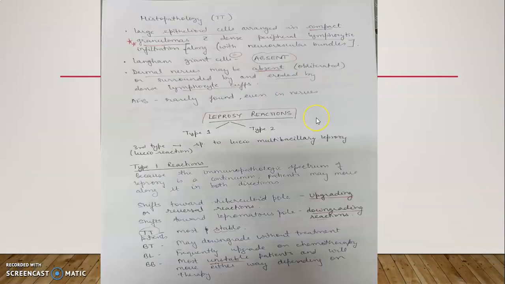Coming to the leprosy reactions, there are two main types of leprosy reaction, type 1 and type 2, but a third type is also present, Lucio reaction, specific to Lucio multibacillary leprosy. So type 1 reactions: because the immunopathologic spectrum of leprosy is a continuum, patient may move along it in both directions. Shift towards tuberculoid pole is known as upgrading or reversal reaction, and shift towards lepromatous pole is downgrading reaction. BB patients are most unstable and will move either way depending on therapy.